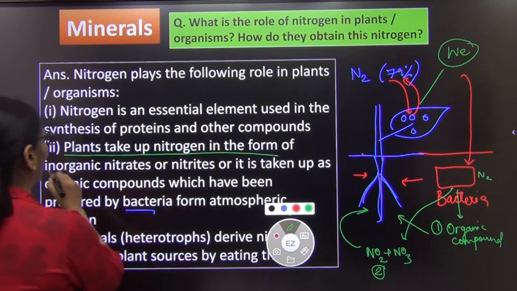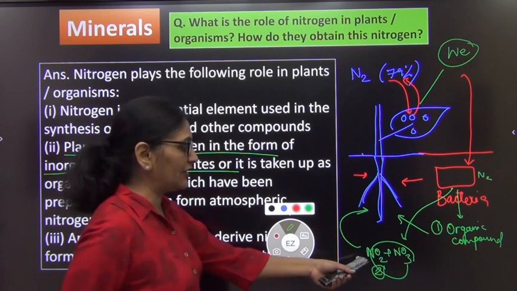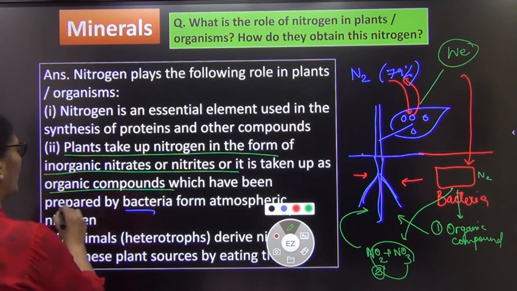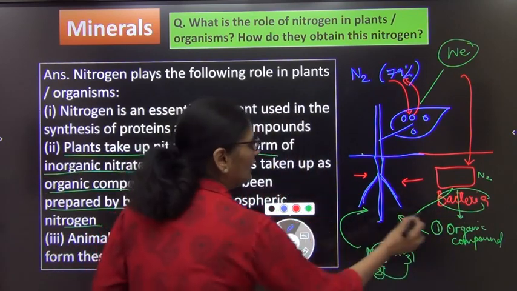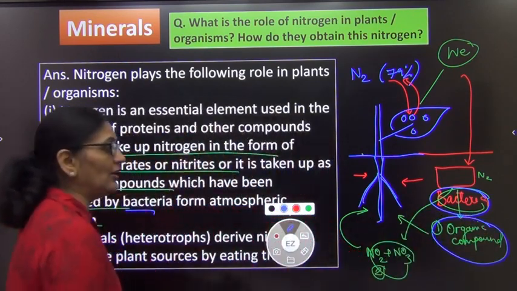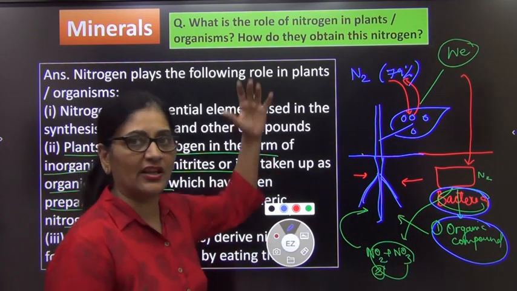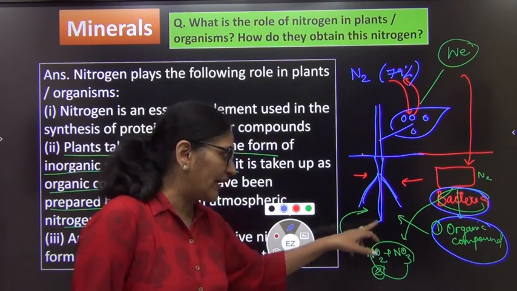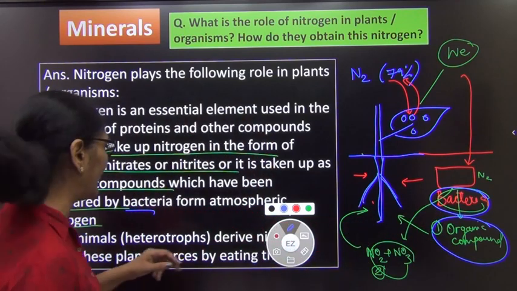Plants take up nitrogen either in the form of inorganic nitrates, right? Either the bacteria has converted it into inorganic nitrates, or they will take it in the form of organic compound which has been prepared by the bacteria. So basically we cannot take atmospheric nitrogen. Plants also cannot take it directly. So they take it either in the form of nitrites and nitrates into the root, or in the form of organic compound that has been prepared by the bacteria.